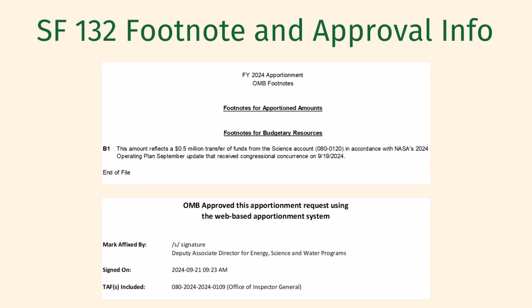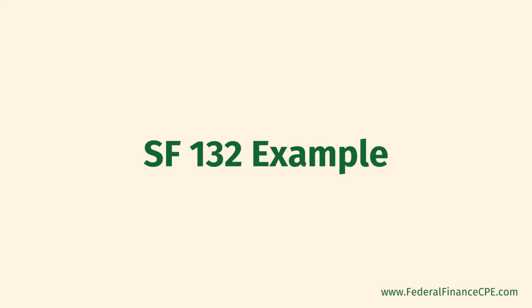For example, a footnote might explain why certain budgetary authority was reduced, authorize specific types of transfers, or allow adjustments without requiring a new apportionment request. Always read these carefully, as they often contain critical information for managing the account properly. Now, let's walk through some real-world SF-132 examples.